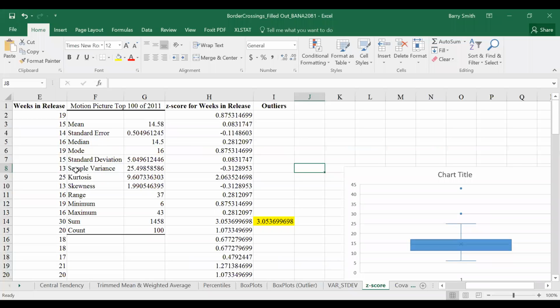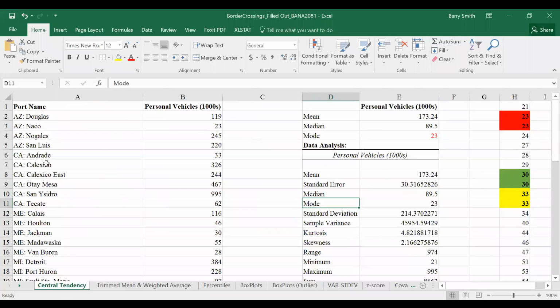All right, so here we have a set of data. This is the port name for crossing a border, and we have the number of vehicles in thousands that cross the border each year. We're going to look at this data and find the mean, the median, and the mode. For the mean, we're just going to use the function in Excel, equals average, and then we highlight the data. For the median, we use equals median and then highlight the data. And for the mode, we're going to use the multi-mode, so we're going to use MODE.MULT.